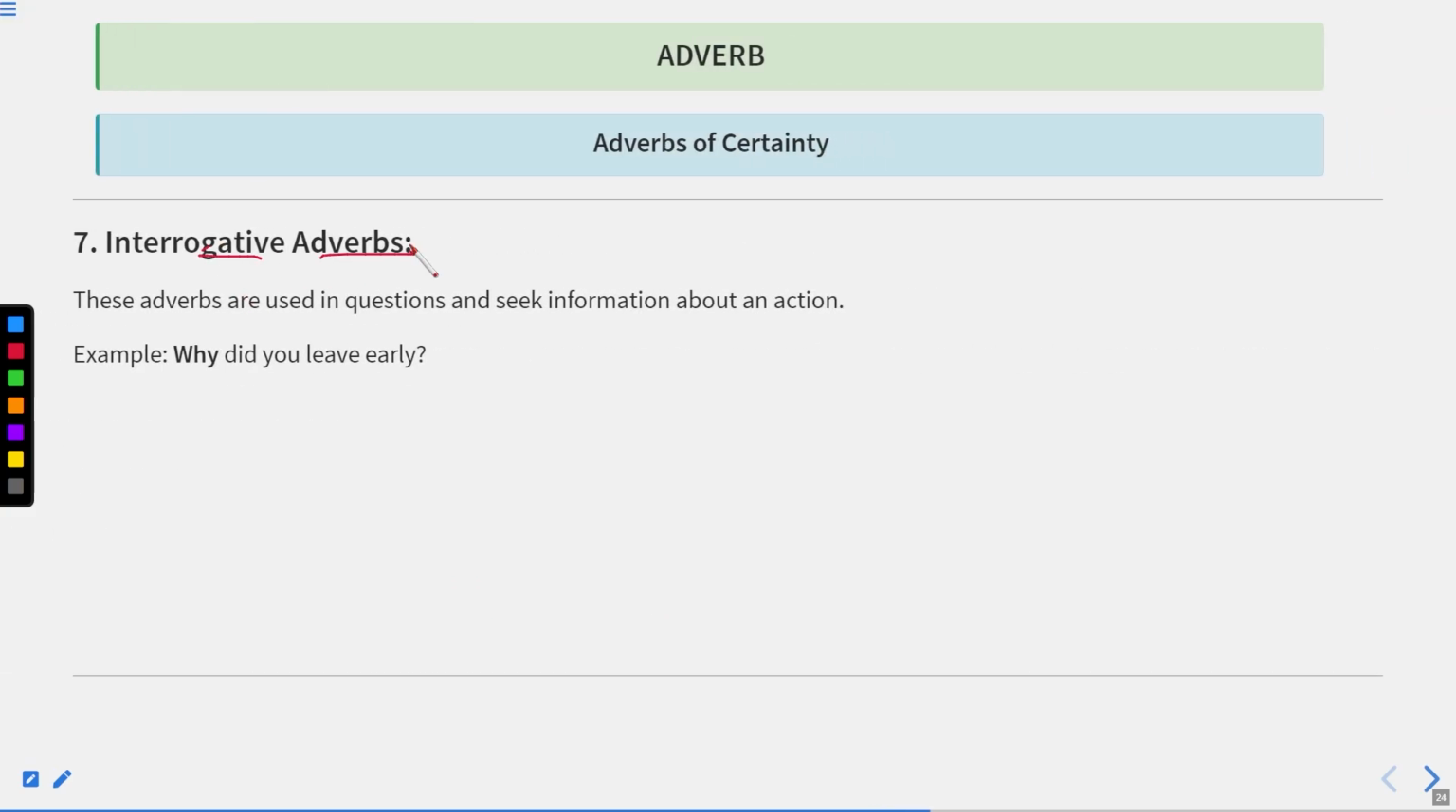Now we'll see some interrogative adverbs. Interrogative means question sentences. These adverbs are used in questions and seek information about an action. So when we do any action, the question that we ask about that is known as an interrogative adverb. For example, if I say, why did you leave early? What was the reason behind this action? Okay, so this question can be put using the adverb of interrogation. Why is a question word which asks us the reason for our leaving early.